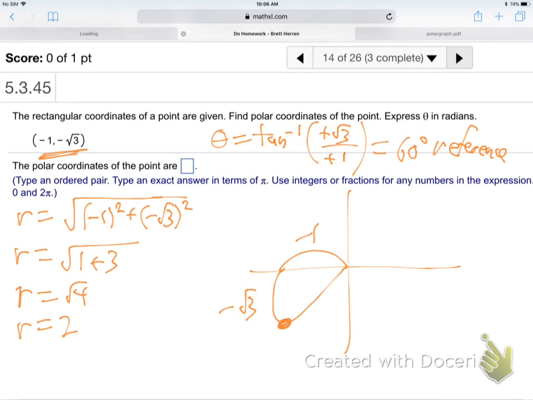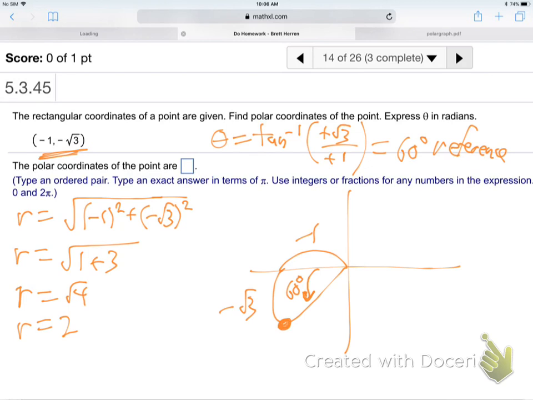Down root 3 right there. So it's in the third quadrant. So that means it's 60 degrees off the x-axis in that quadrant, isn't it? It's this way. That's what a reference angle means. It's always with reference to the x-axis. So it's 60 degrees off the x-axis, like that.